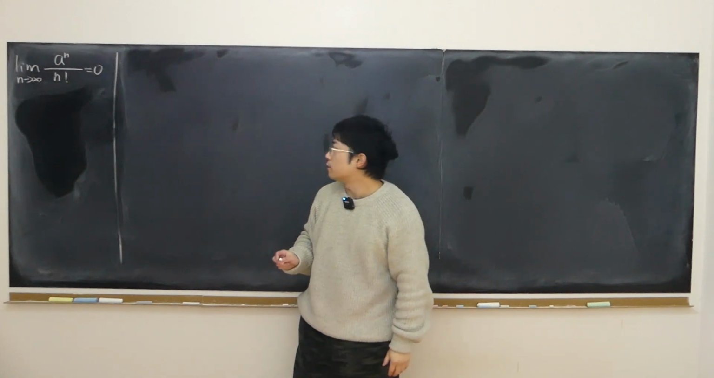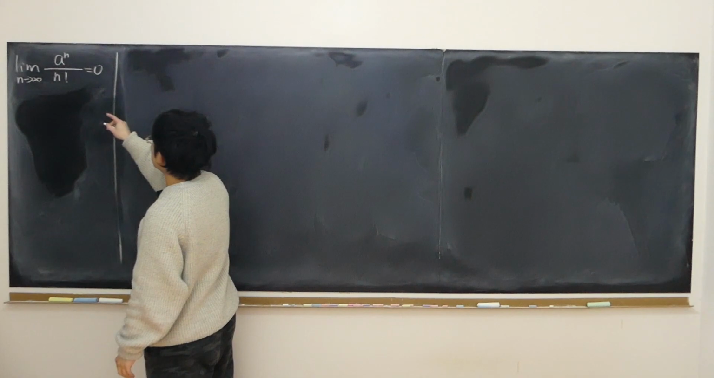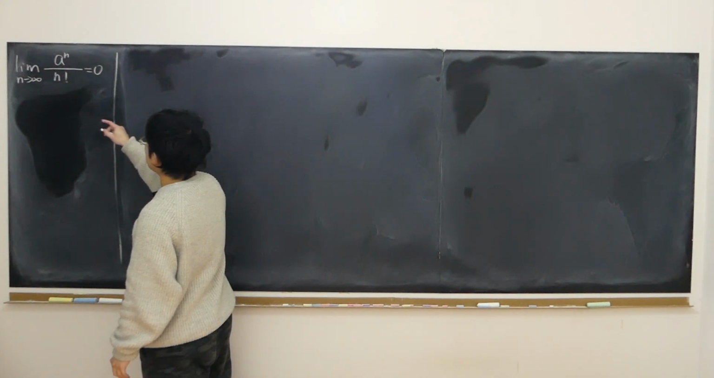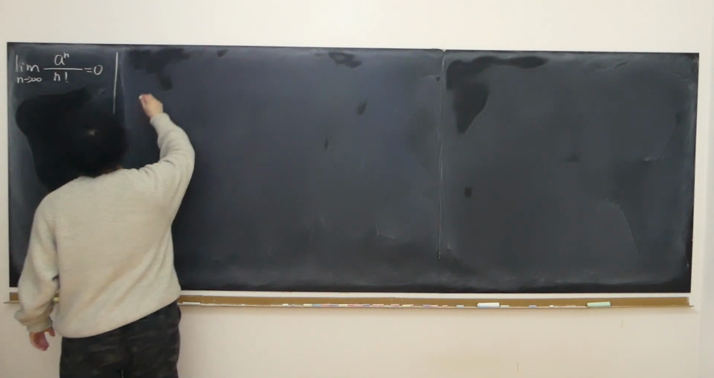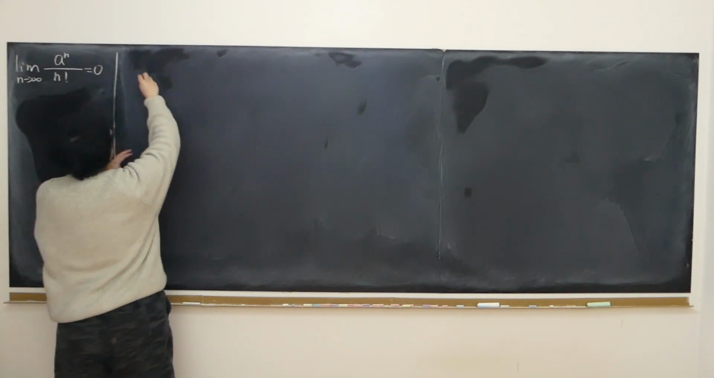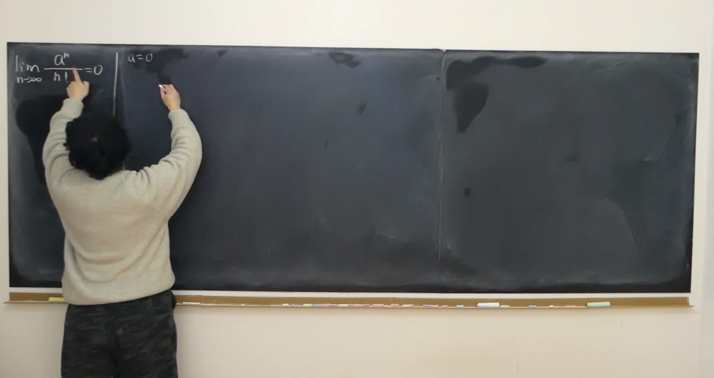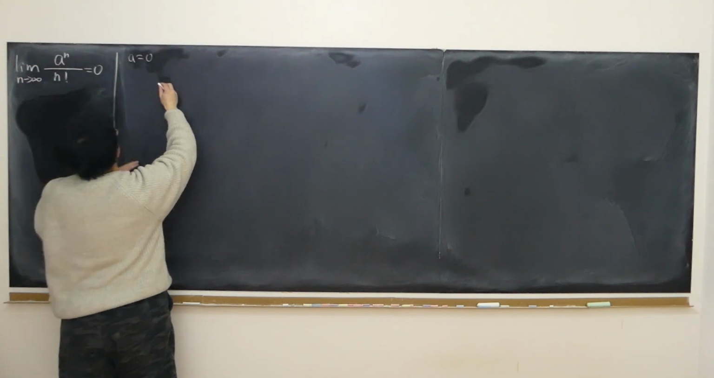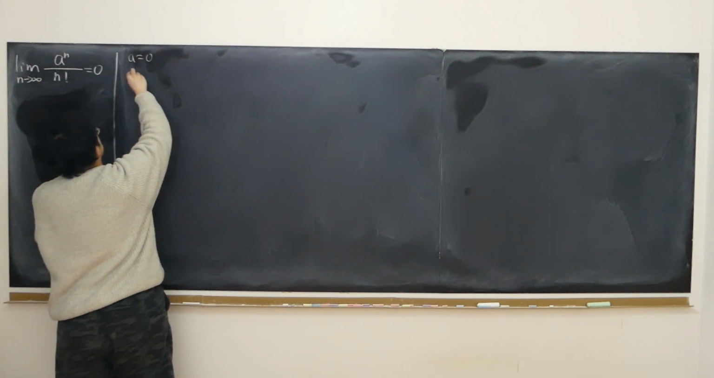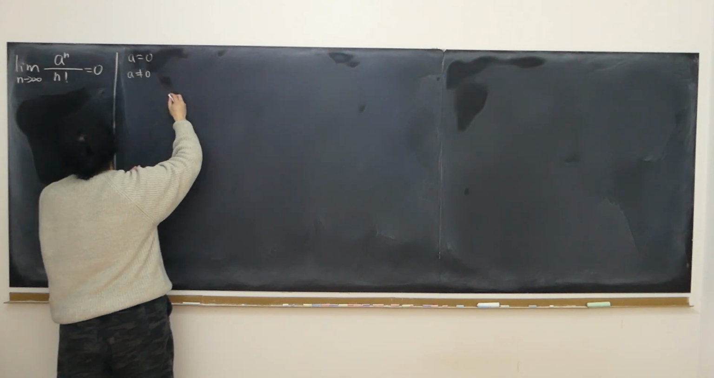I'm going to prove that the limit of a to the power of n over n factorial is equal to 0 as n approaches infinity, where n is a positive integer. So first of all, when a is equal to 0, 0 over n factorial is obviously tending towards 0. So we're going to assume that a does not equal 0.